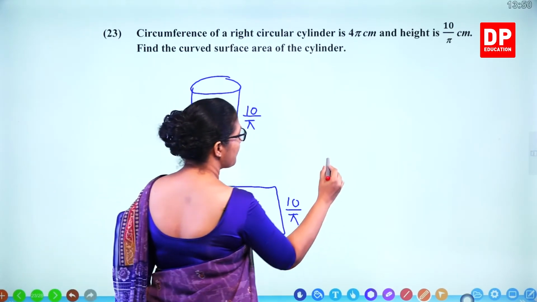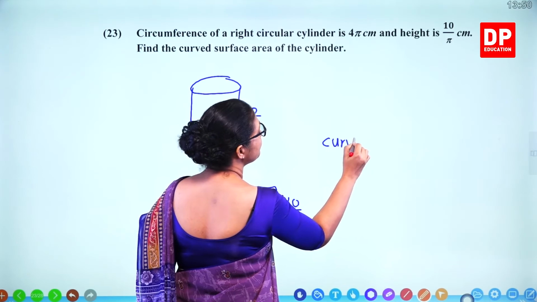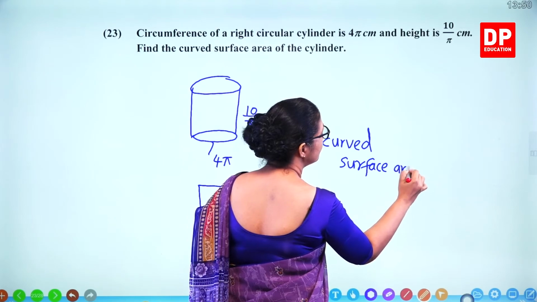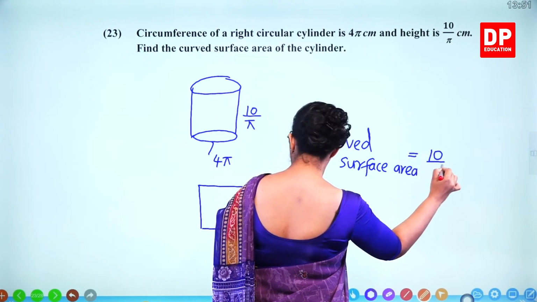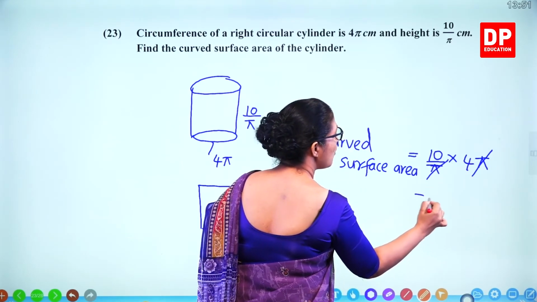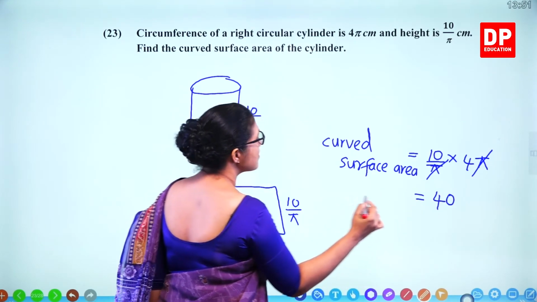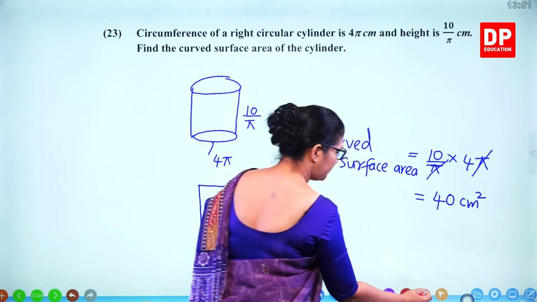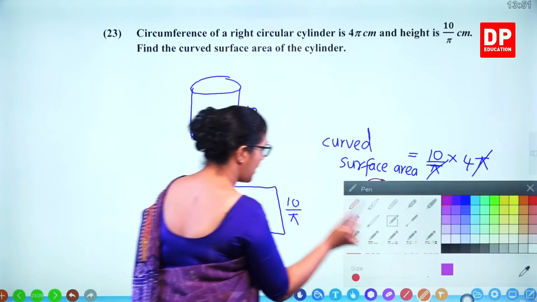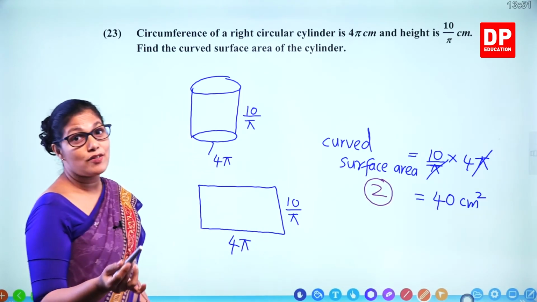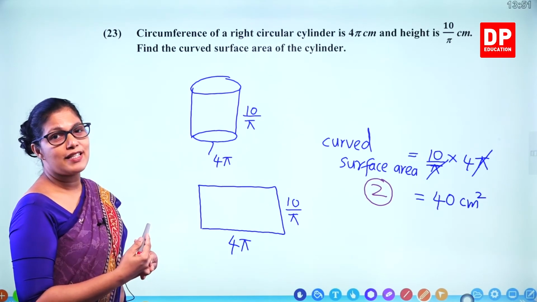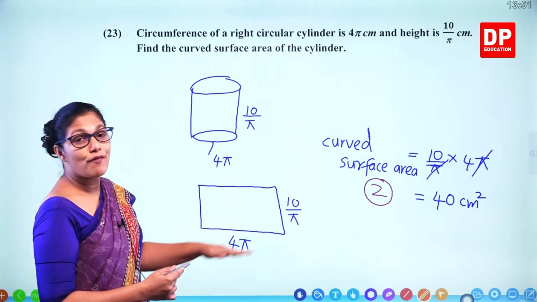So you get the curved surface area: 10 over pi into 4 pi. Pi gets cancelled out, you get 40 square centimeters. 2 marks for that, for identifying. That's the same as this one. Otherwise, you will find R and then 2 pi RH. You don't need that now, because the circumference becomes one side of a rectangle.